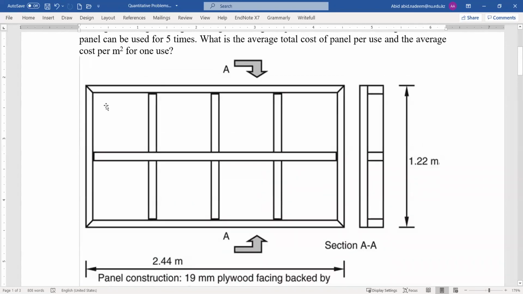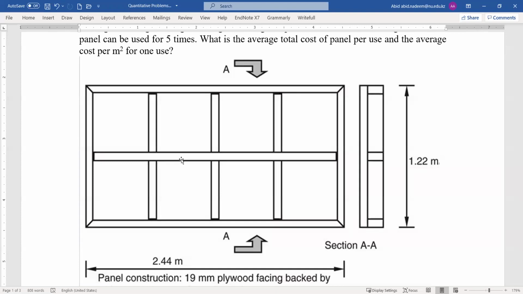Okay, remember that here we have not considered any such things. For example, these inner struts are less than the length of 1.22 meter. And then this inner strut is less than the length of 2.44 meter. So we can make these adjustments as well.